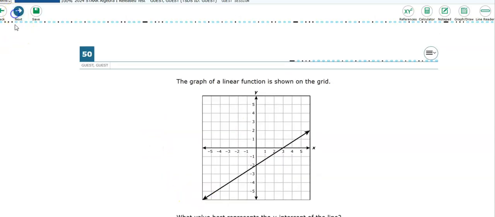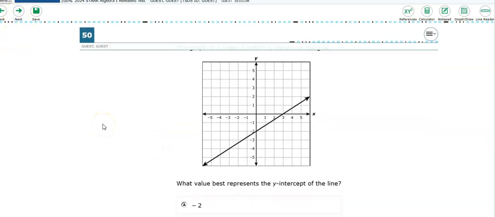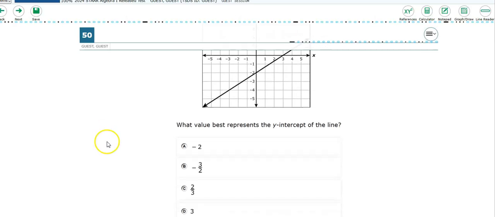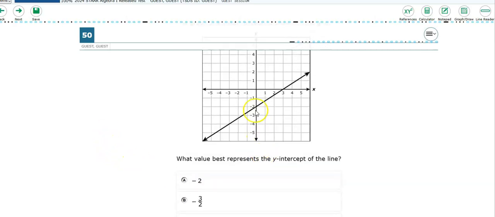Yep, that's it. Okay, graph of linear function shown on the grid. What value best represents the y-intercept of the line? That is right here. That is the point that crosses. That's right there. It's -2. And I think that's the last question.